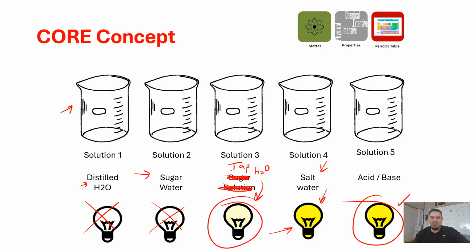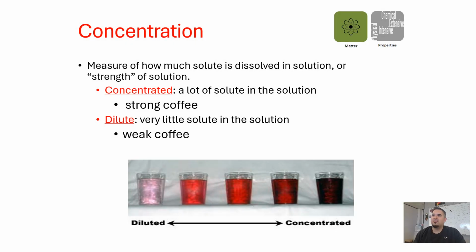All right, so let's go ahead and move on to our next category, which is concentration. Now, what is concentration? Concentration is a measure of how much solute is dissolved in a solution. It basically tells us the strength. Now, looking over here, you can see that we have a really dark red Kool-Aid over on this side and something that's a lot more pink on this side. So if you had to, well, you don't have to guess because it's written for you right here.